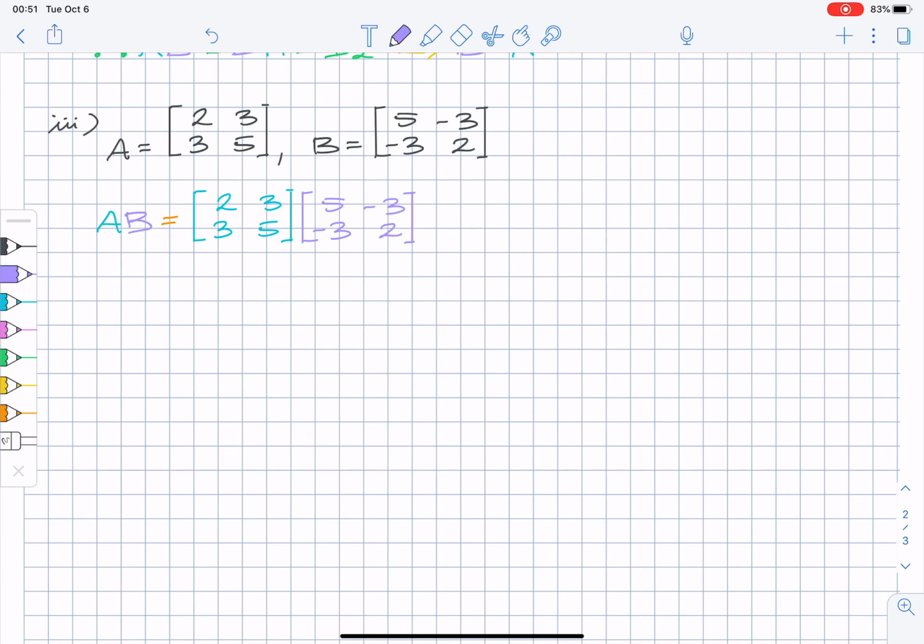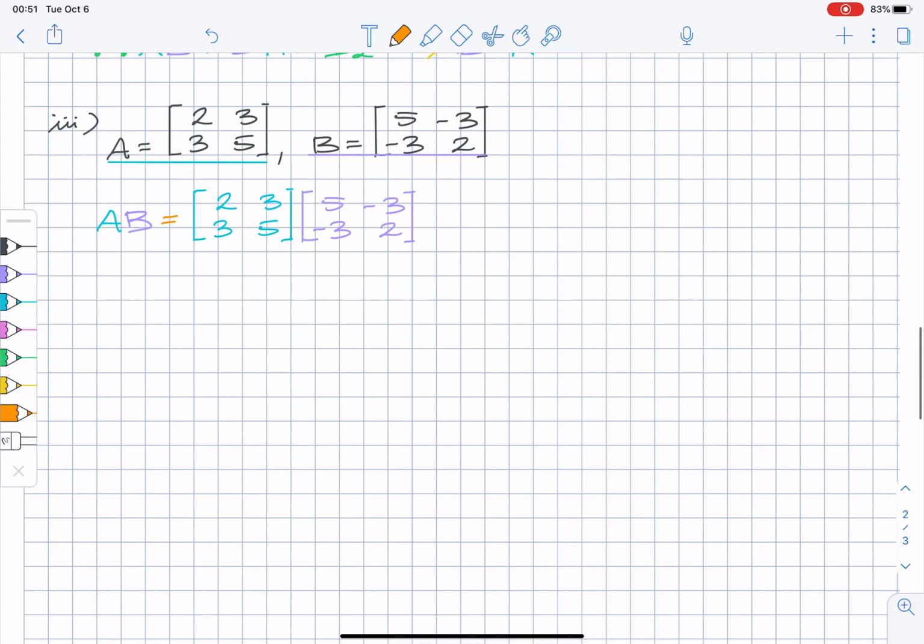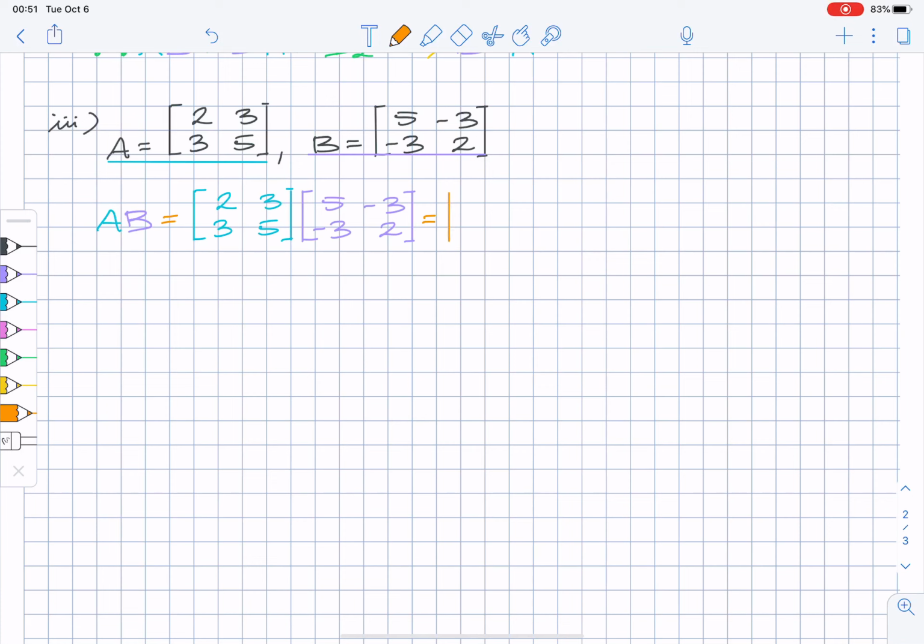Then I can underline now, B is in purple, A is in blue. Okay, so what do we get? Let's see if we can do this in our heads at this point. 2 times 5 is 10, minus 3 times 3 is 9. 10 minus 9 is 1. Then 3 times 5 is 15, minus 5 times 3 is 15, so that's 0. Then 2 times minus 3 is negative 6, plus 3 times 2 is 6, is 0. Then 3 times negative 3 is negative 9, plus 5 times 2 is 10. Okay, so that is indeed I sub 2, check mark.